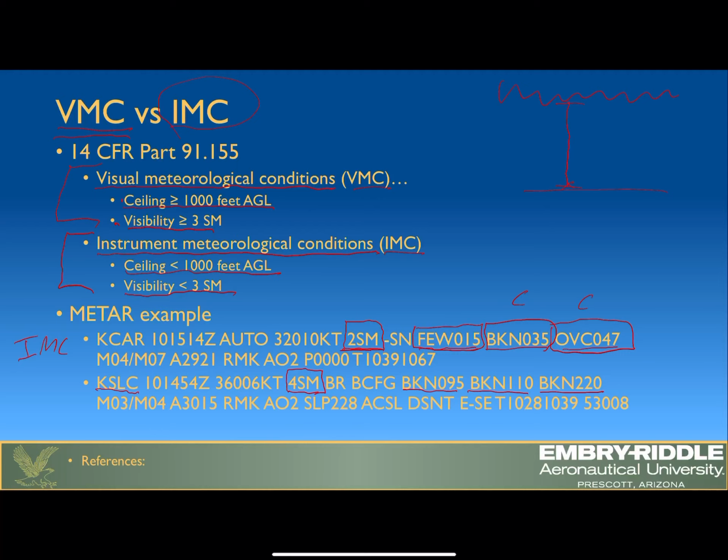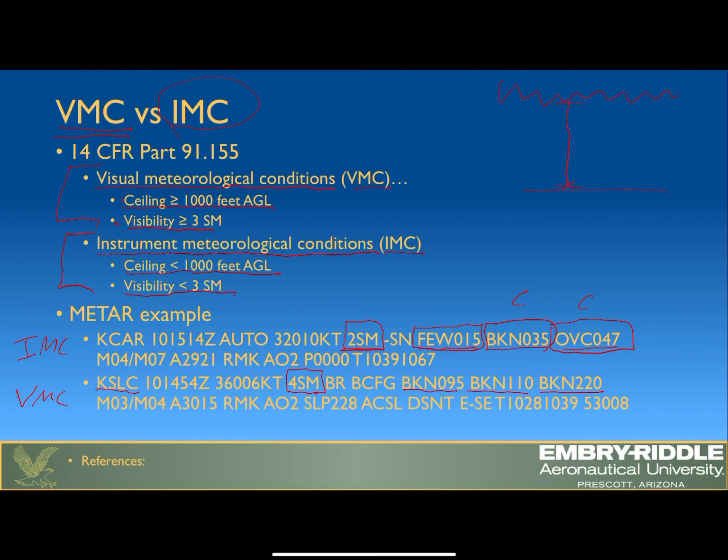We have 3 layers of clouds, and the lowest, 9,500, is well above our 1,000-foot minimum. So Salt Lake City is VMC, visual meteorological conditions. So VMC versus IMC. Is VMC directly defined in the FAR/AIM?